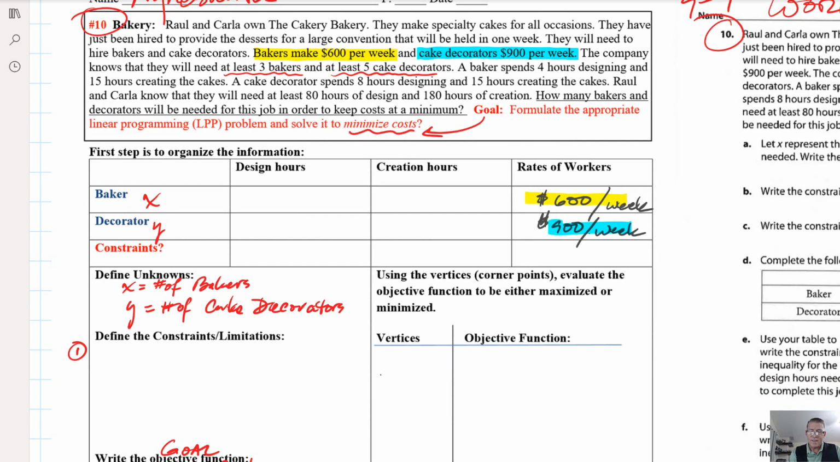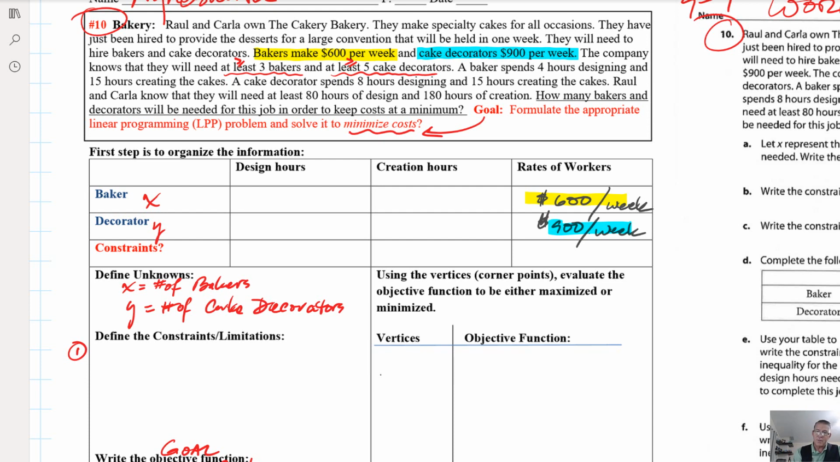So whatever X is, X stands for the number of bakers. You need at least 3. At least means greater than or equal to. And at least 5 cake decorators will mean that's greater than or equal to 5. So X, which represents the number of bakers, has to be greater than or equal to 3. This is a baker constraint.